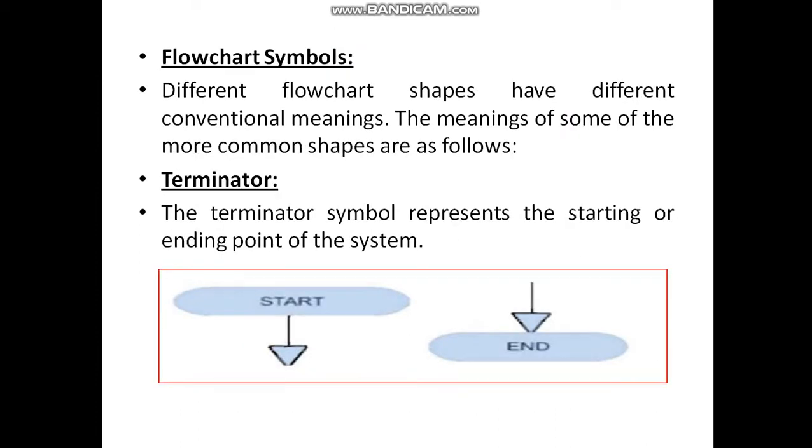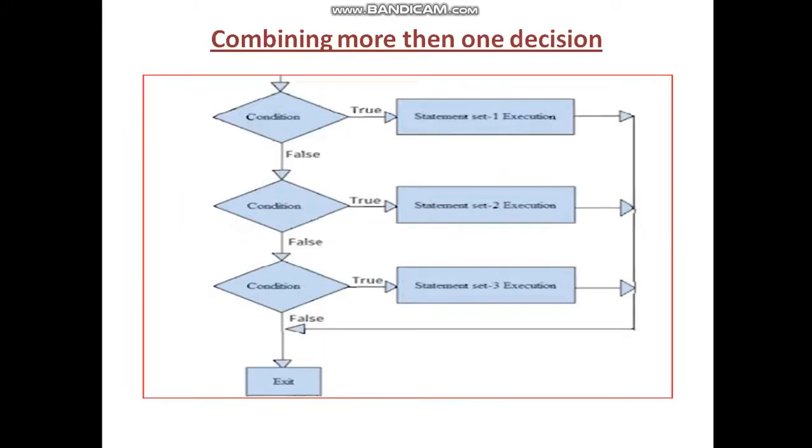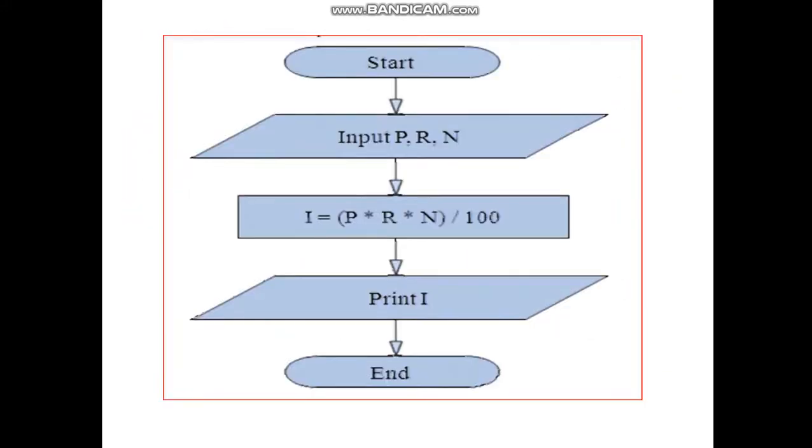Let's see, there are different types of flowchart symbols available. Different flowchart shapes have different conventional meanings. The meanings of some of the more common shapes are as follows. First is the terminator. Okay, this is a basic example of what a flowchart is.